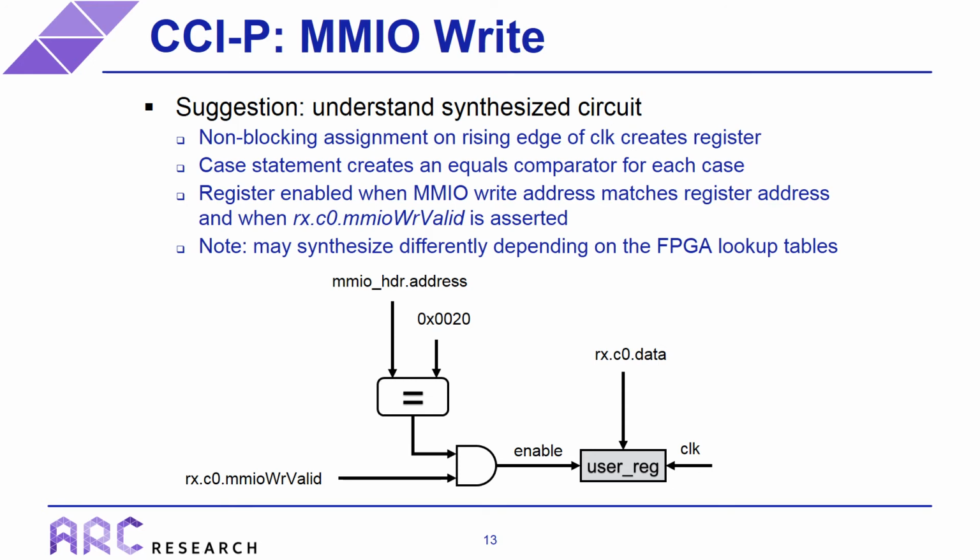So basically you have an AND gate, you have a comparator, they form logic that creates the enable for a user register, and that user register just stores the incoming data on channel C0 of the receive port anytime those conditions are true. So it's not necessarily guaranteed that it will synthesize to exactly this, because different FPGAs have different types of lookup tables, and they might do different types of logic optimization to better use those lookup tables, but it will likely be something very similar to this.